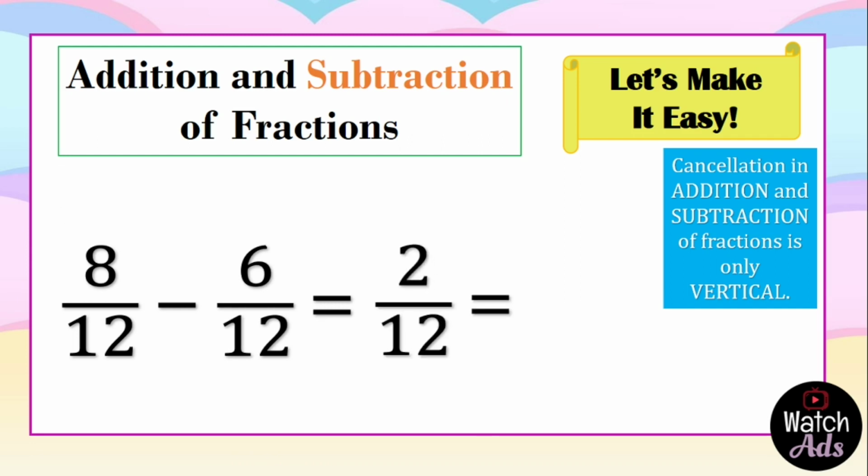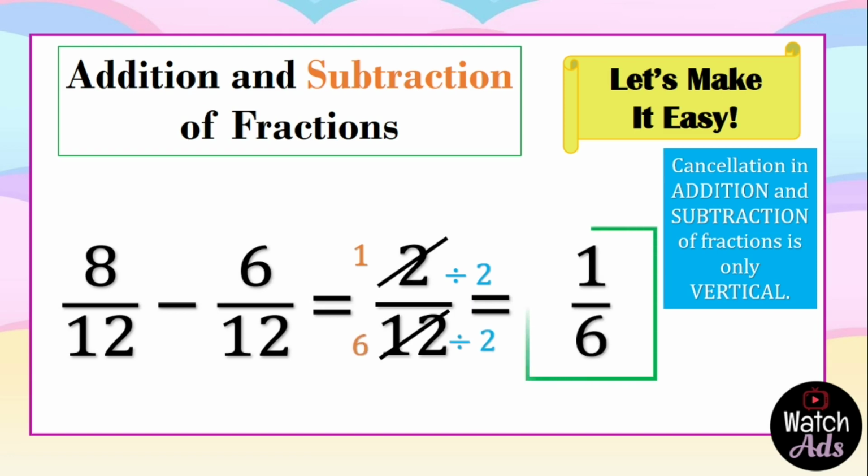We copy the common denominator and subtract the numerators. Now we have 2 over 12. And then, since this is not in the lowest term, because we still have a common factor, and the greatest common factor is 2, we divide 2 by 2, that gives us 1, and 12 divided by 2 gives us 6. Our final answer is 1/6.